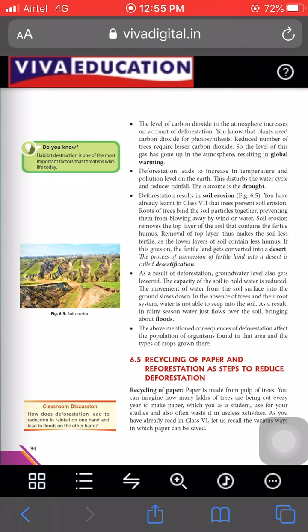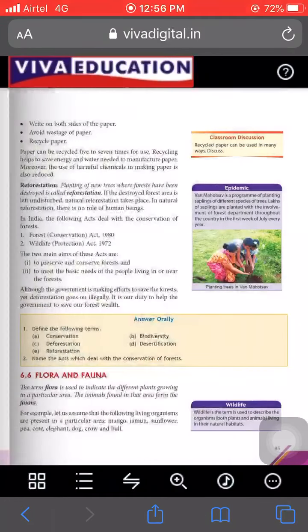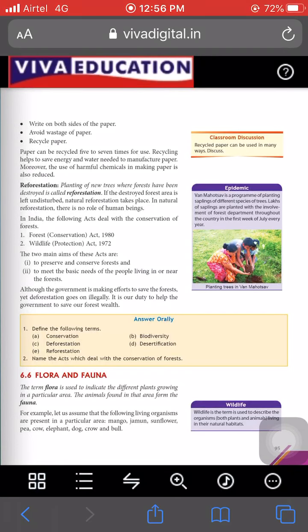Firstly, to reduce the cutting down of trees, the main and most important factor is the making of paper with the pulp of trees. Okay, so we have to recycle or reduce the use of paper in a proper way. Firstly, how we reduce or recycle paper: writing on both sides of the paper, avoiding wastage of paper, and recycling paper. Okay, next we talk about reforestation.